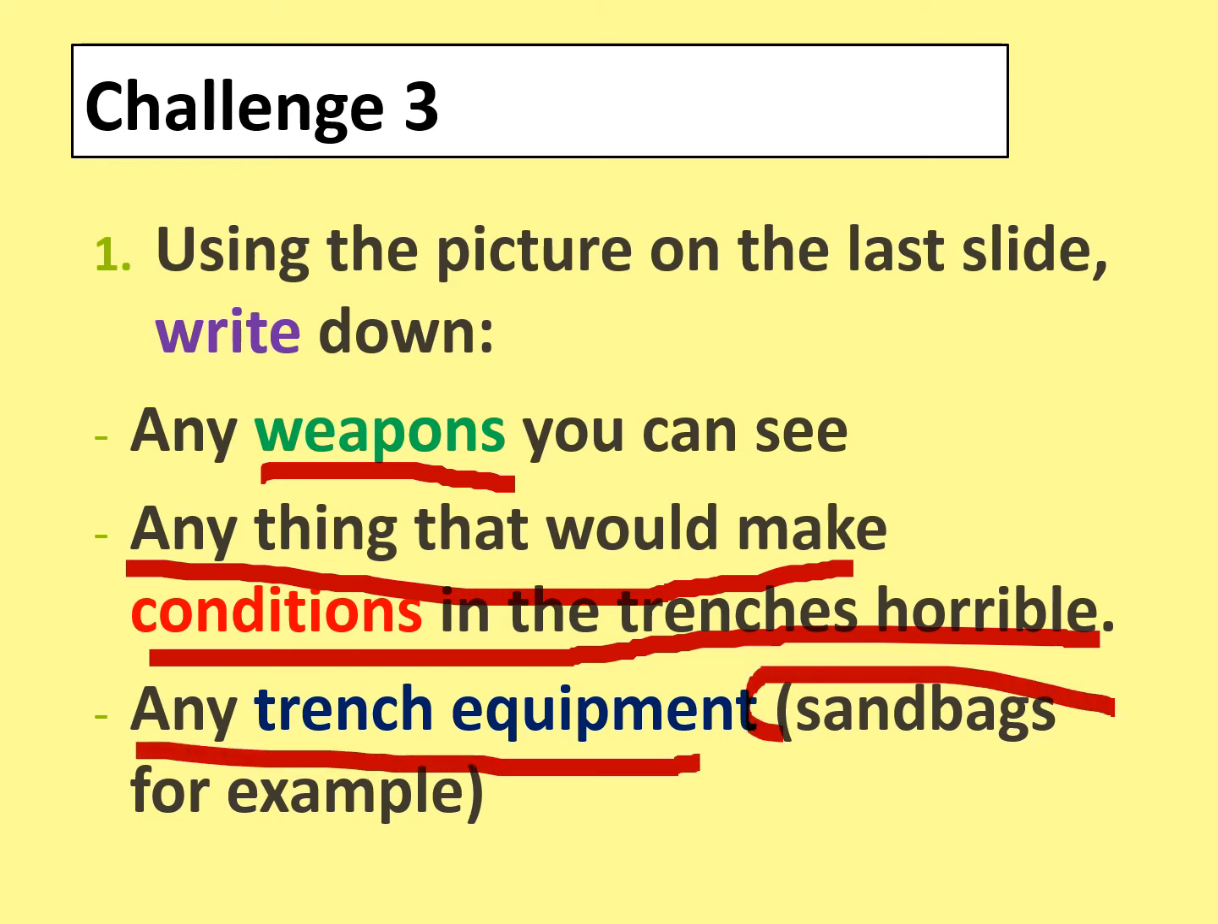So for example, sandbags. Now you might want to go and pause, or you will need to pause the clip from the previous slide so that you can look at it properly. Write down somewhere online on your Word document in class notebook, or write down in your jotter the 3 things you need to look for. So weapons, what would make the conditions in the trenches horrible, and the trench equipment, so that you can make notes using the picture from the previous one.